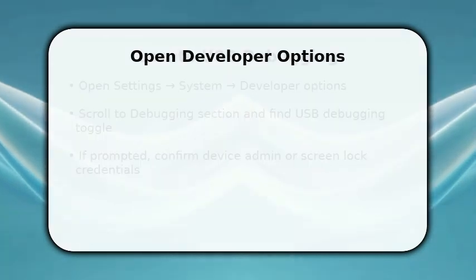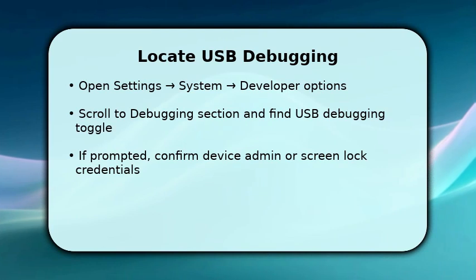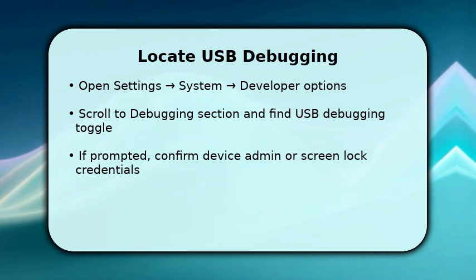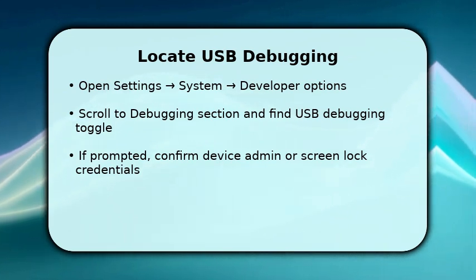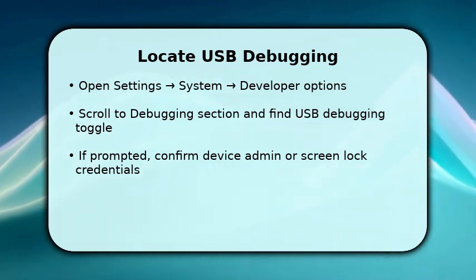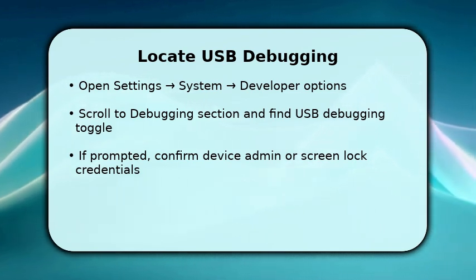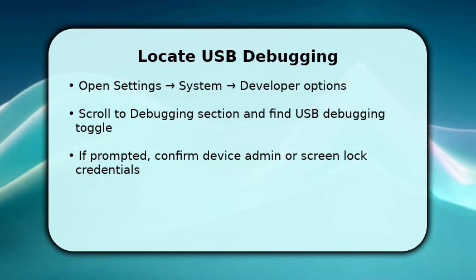Now you navigate directly to the setting to change. Open Settings, choose System or Additional Settings, and tap Developer Options. Scroll carefully to the debugging section where the USB debugging toggle lives. Make sure to read any warning on screen so you understand why it matters. The option allows ADB access to your phone.